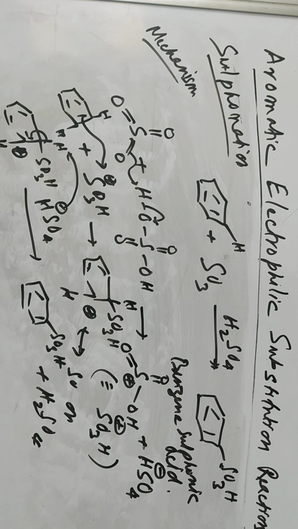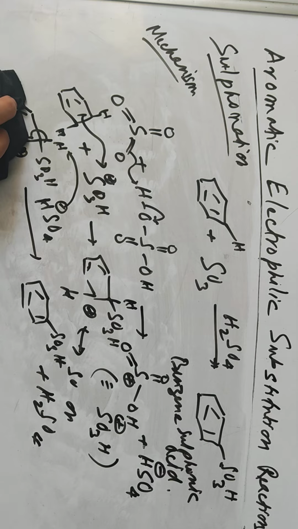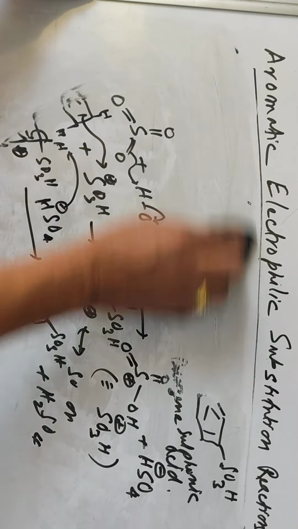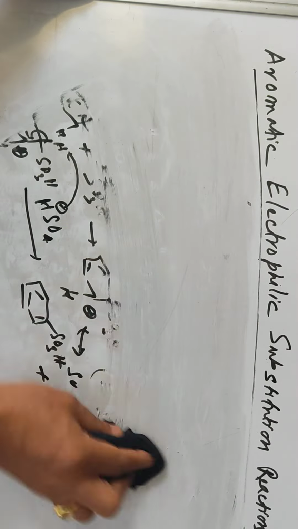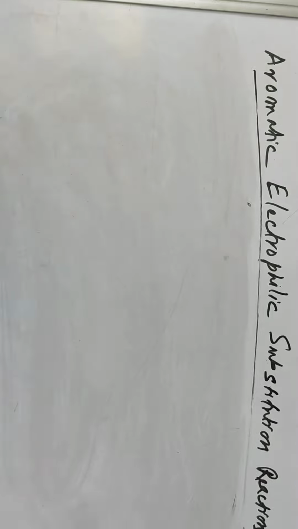So you have now covered nitration, sulfonation, bromination, chlorination, and iodination. Now let us discuss Friedel-Crafts alkylation and Friedel-Crafts acylation. So first let's look at the Friedel-Crafts alkylations.